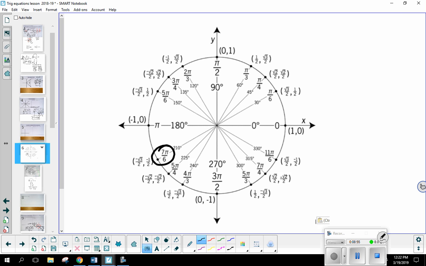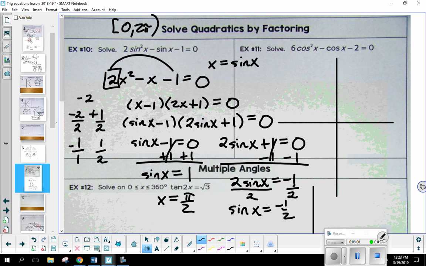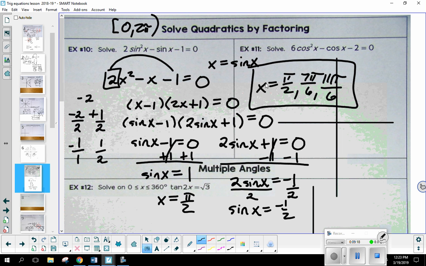So at 7 pi over 6, there's a y of negative 1/2. And at 11 pi over 6, there's a negative 1/2 as a y value. Okay, so I'm going to come back over here. All three of my answers: I'm going to say pi over 2, then we just found 7 pi over 6 and 11 pi over 6. So in one revolution, there are 3 answers that would give me a solution to this equation. That would make it true.